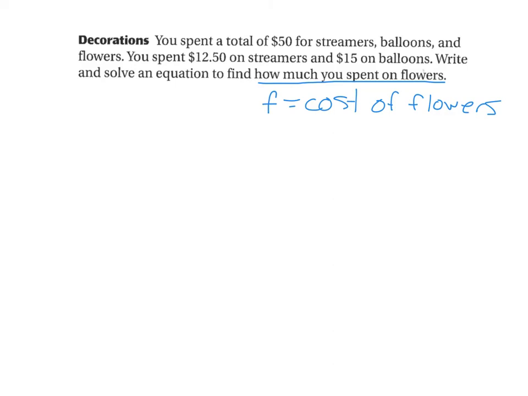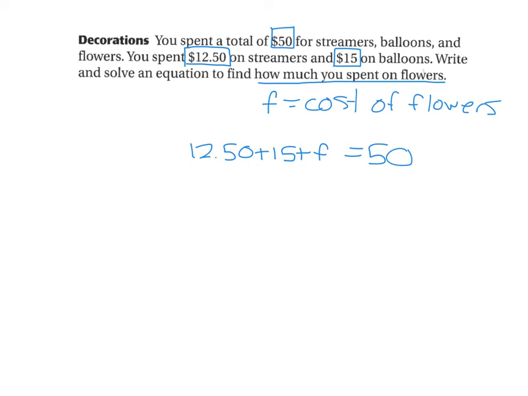Okay? Now I'm going to put a box around the important numbers. We got $50. That's for the streamers, balloons, and flowers. So that's the total. And we know we spent $12.50 on streamers and $15 on balloons. We don't know how much we spent on flowers. That's why we're using F for the variable. So to set up my equation, I'm going to set it equal to $50 because that's the total. That's the big number. I know that if I take my $12.50 for streamers and I add my $15 for balloons and I add the cost of the flowers to that, it should equal the total of $50.